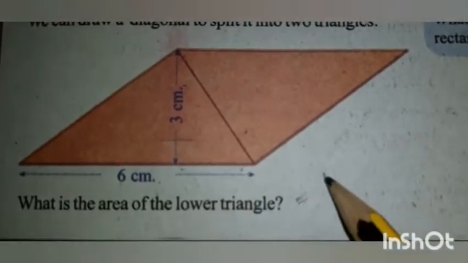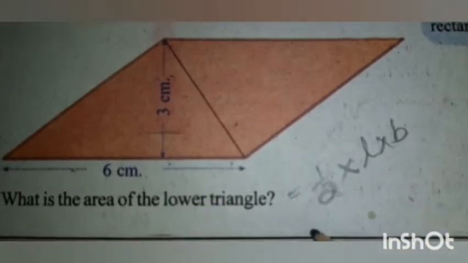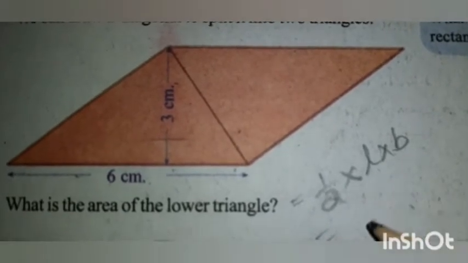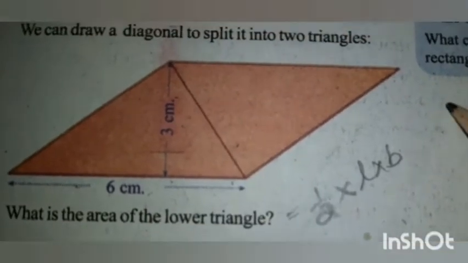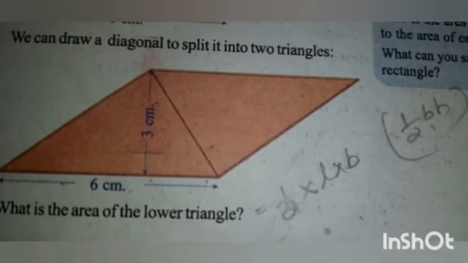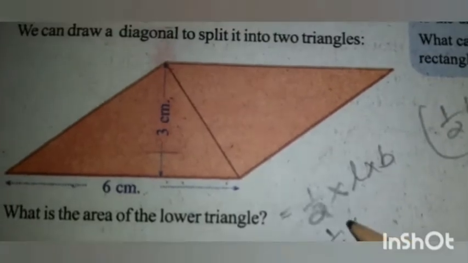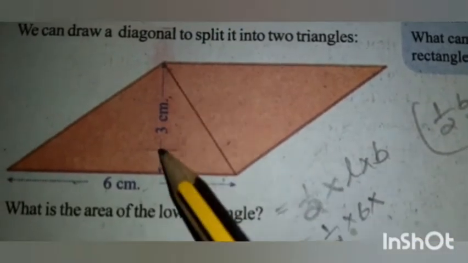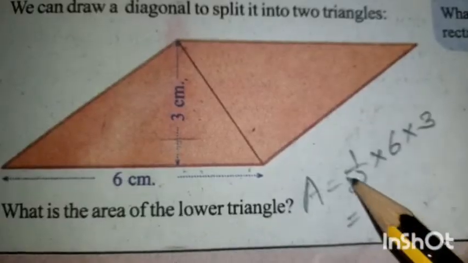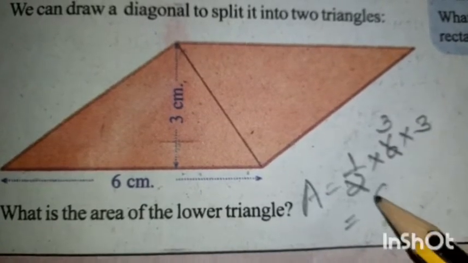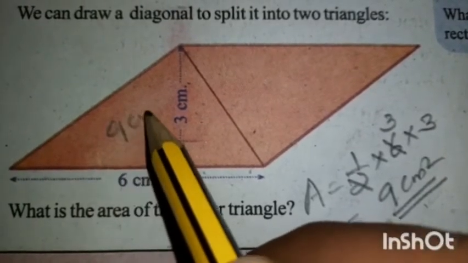That is equal to half into length into breadth, or L into B, or B into H also you can write. If you are taking B as here and H is here, you can take half BH also. Anyone you can write down. So half into L into B. Length is how much? 6 centimeter. So half into 6 into the breadth or the height, you can take as 3 centimeter. So half into 6 into 3. 3 times, so 3 into 3, 9 centimeter square. Area of lower triangle is 9 centimeter square.